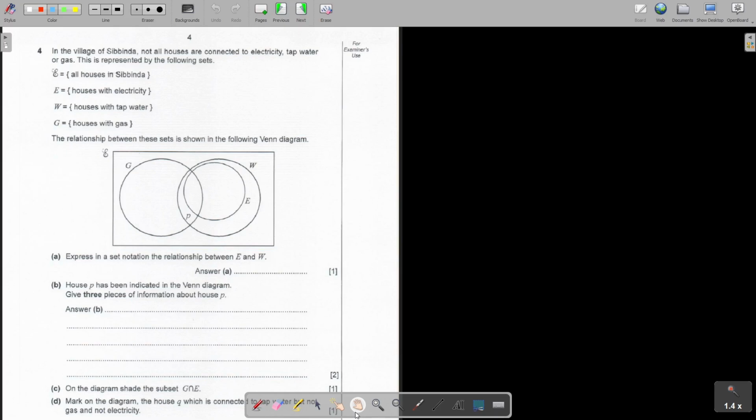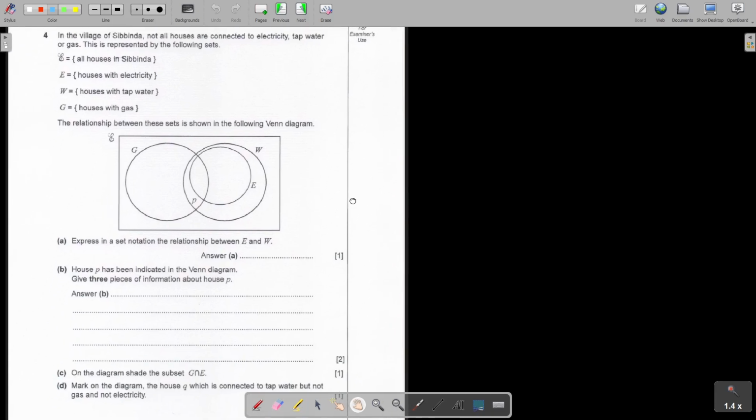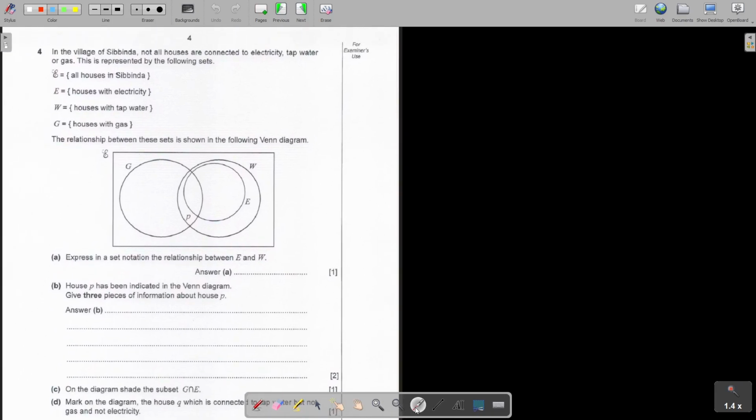Then W, houses with tap water. So the houses with tap water, there was the electricity. And then G, houses with gas. The relationship between these sets is shown in the following Venn diagram. Express in set notation the relationship between E and W.